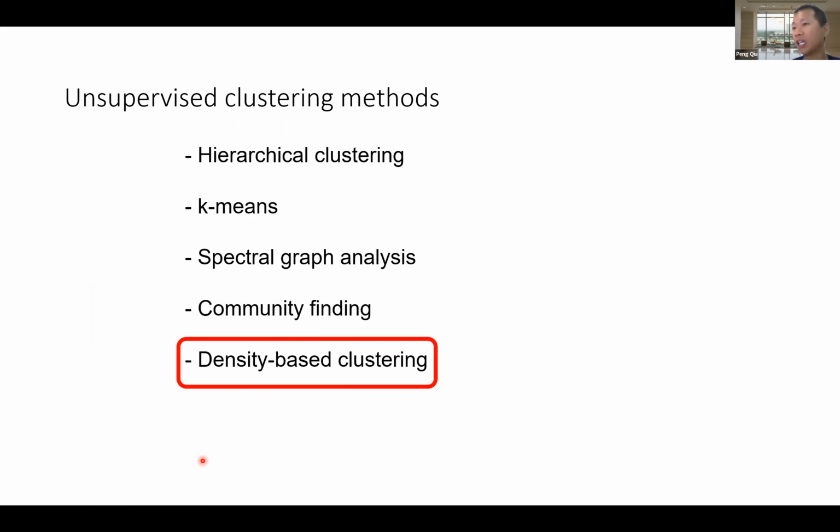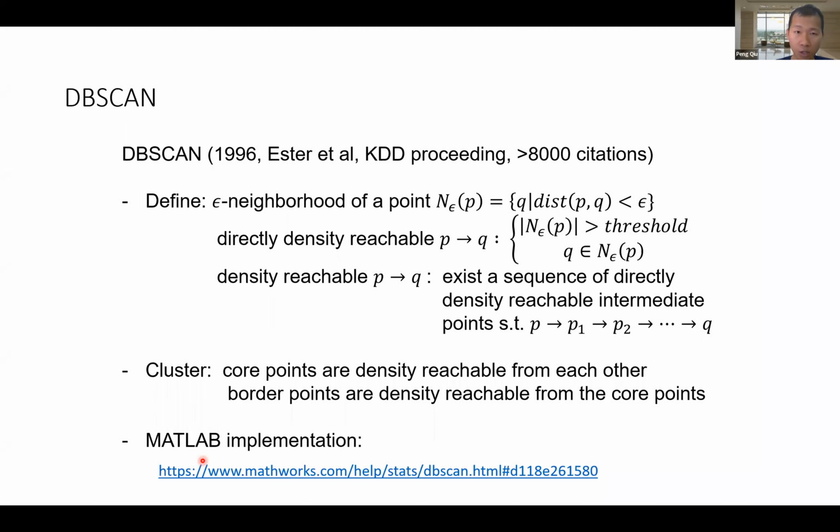All right, so finally, density-based clustering. This is actually not just one algorithm, there are multiple algorithms. The most famous density-based clustering algorithm was published more than 20 years ago and has accumulated thousands of citations. In general, what they are doing is they say, okay, we have many data points. For each data point, they define a small epsilon neighborhood and count how many other data points are in this neighborhood, so that we know the local density of each data point.